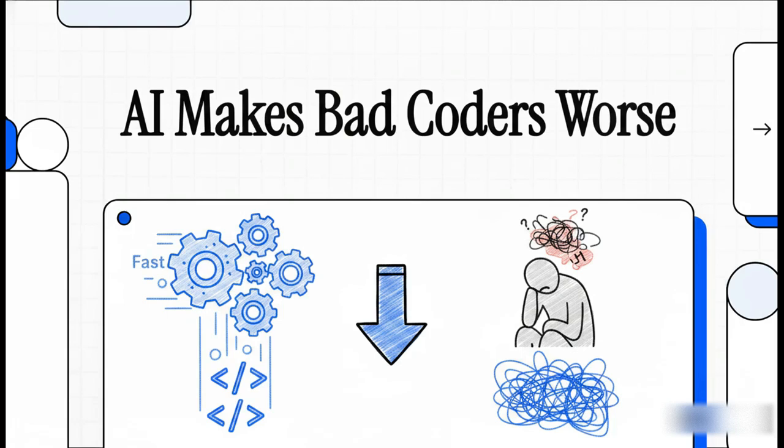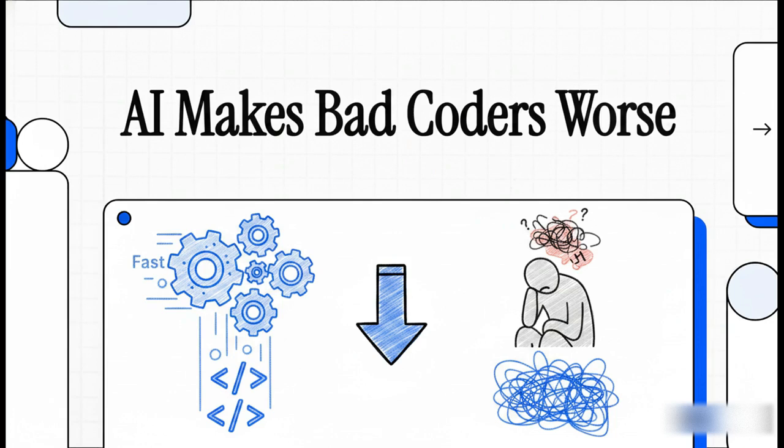All right, let's jump right into it. We are living in an absolutely wild era of technology. I mean, you can generate an entire REST API, a complex React dashboard, or some massive SQL query in under 5 seconds. Tools like Cursor, Claude, and GitHub Copilot are without a doubt the most powerful productivity boosters we have ever seen in the history of software development.